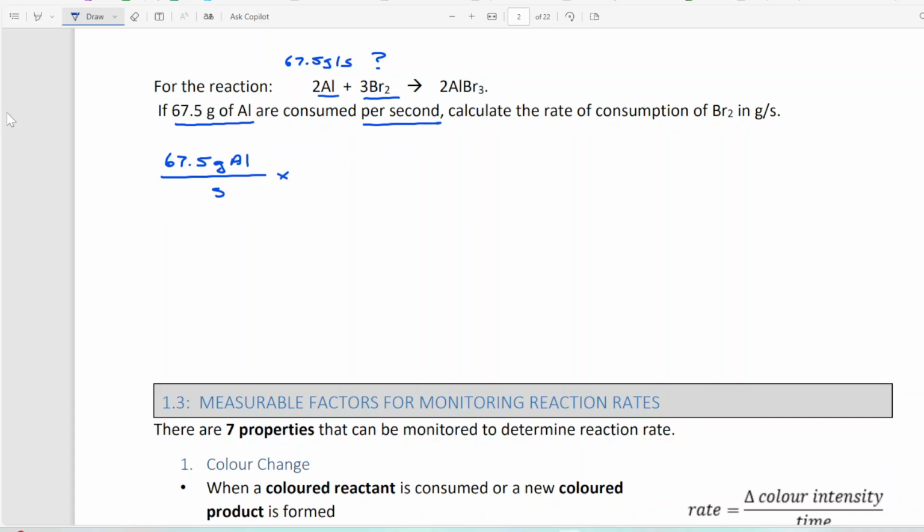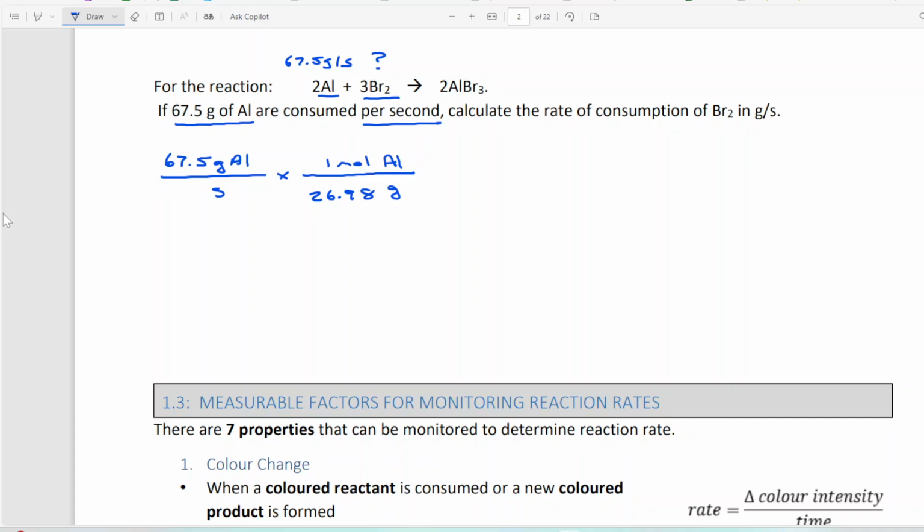But we can't go straight from aluminum to bromide in grams. We have to go through moles. So the first thing we're going to do is convert grams of aluminum to moles of aluminum. So we know that 1 mole of aluminum weighs how much? Well, let's look on our information booklet. We find aluminum, which is element number 13, and its molar mass is 26.98 grams per mole.